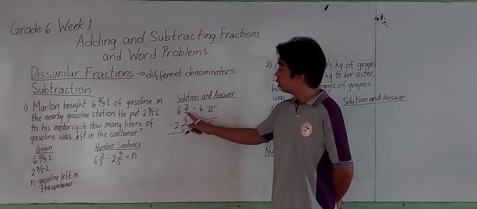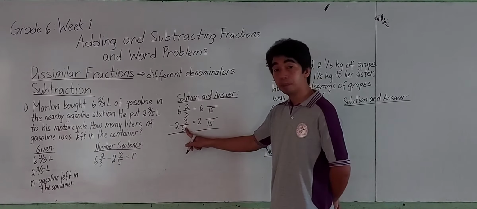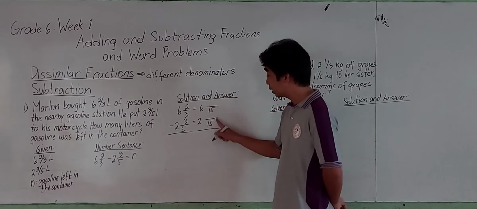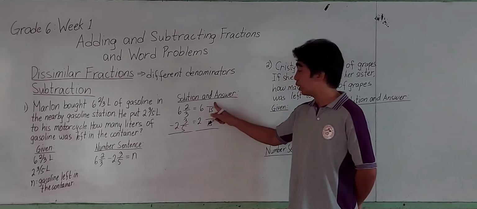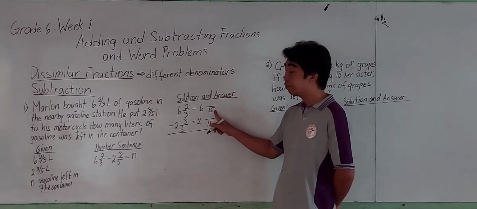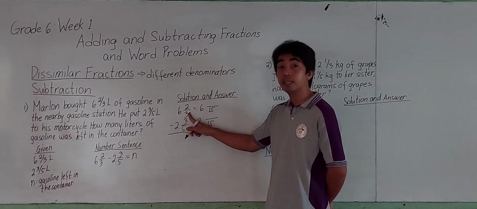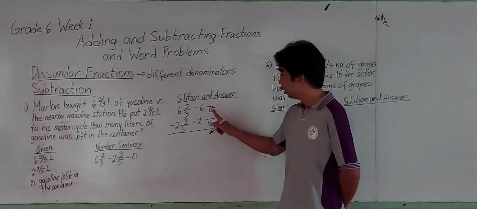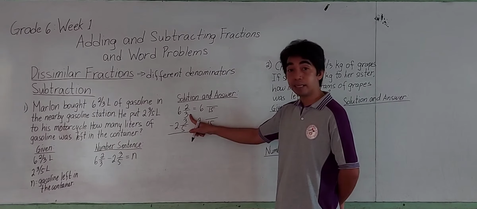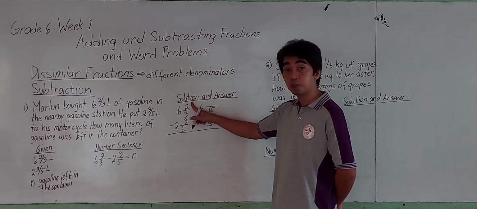So when we get the multiples of 3 and 5, their first common multiple is 15, and that is the LCD. Now we get the missing numerator by dividing our LCD by the given denominator, then multiplying it by the given numerator. So we have 15 divided by 3, which is 5, times 2, which is equal to 10.